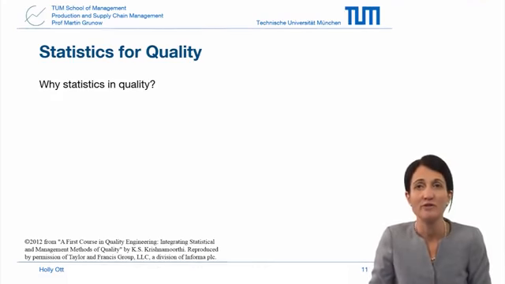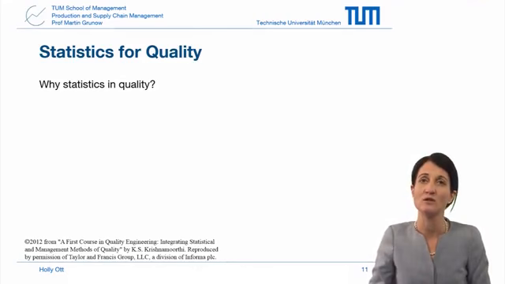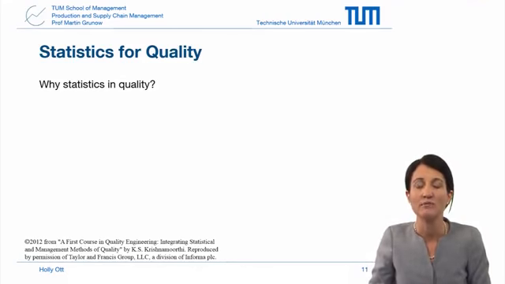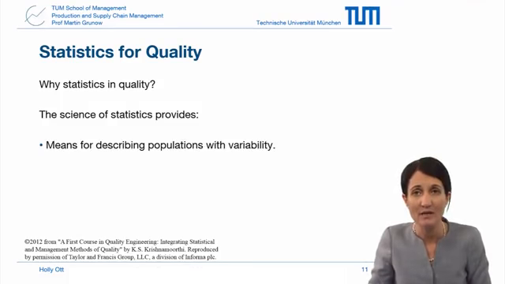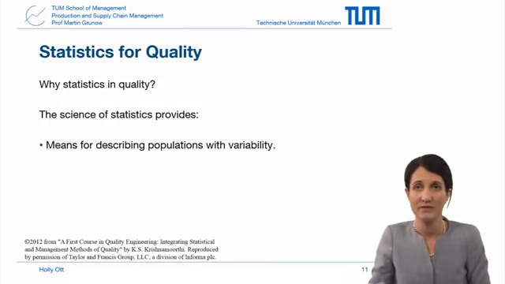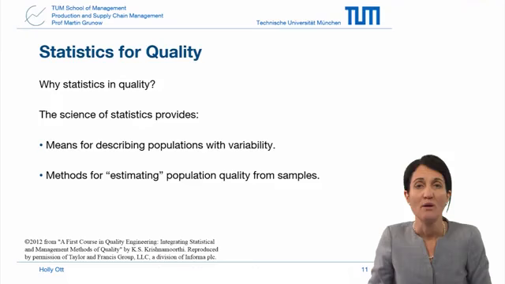All of these are variables from populations. Populations of waiting times, of execution times, of film thicknesses, or current densities. And all of these populations can be modeled. The science of statistics provides us with the means for describing populations with variability and methods for estimating population quality from samples.